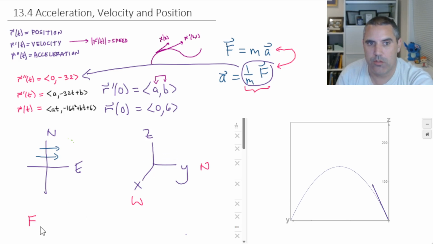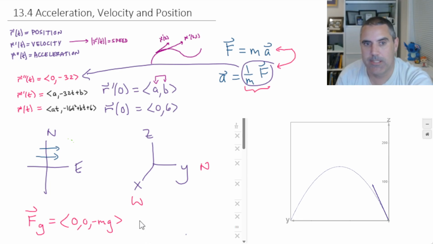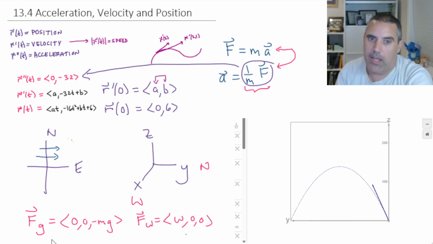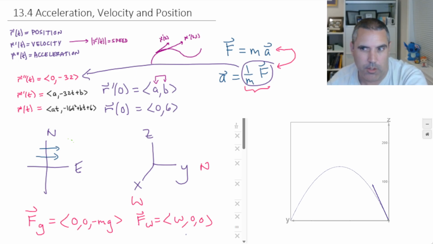So we'd have the force due to gravity, which would be something like 0, 0, negative mg. G is gravity, m's the mass. And then we'd have the force due to the wind, which might be something like pushing, let's see, what did I say? East to west. Yeah, so I'd have something like this. So just to make it look a little bit like a physics question, you would add those two things together. You would divide by m. That would tell you your acceleration. You can integrate and figure out what's going on.